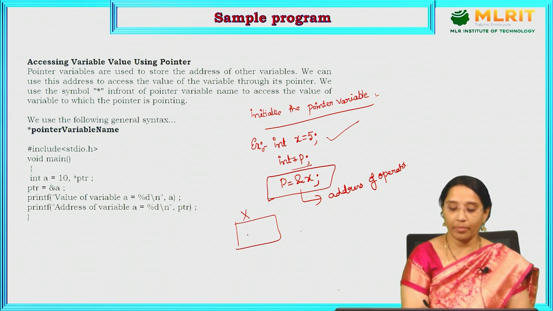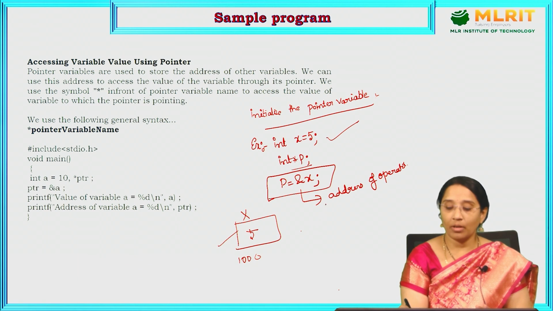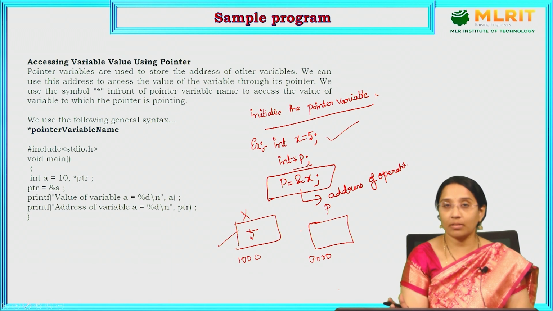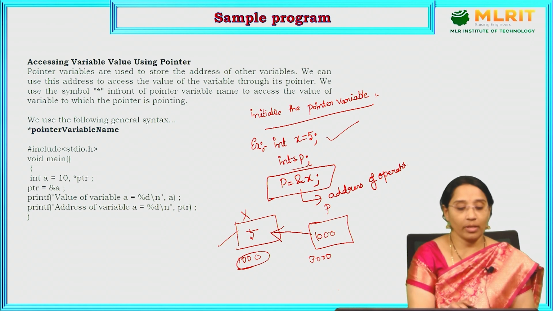x is a variable which has a value 5, at location 1000 in the memory. This is your memory representation. Now, P is a pointer variable which is at, suppose, location 3000. So, the pointer holds the address of x. So, what is the address of x? 1000.